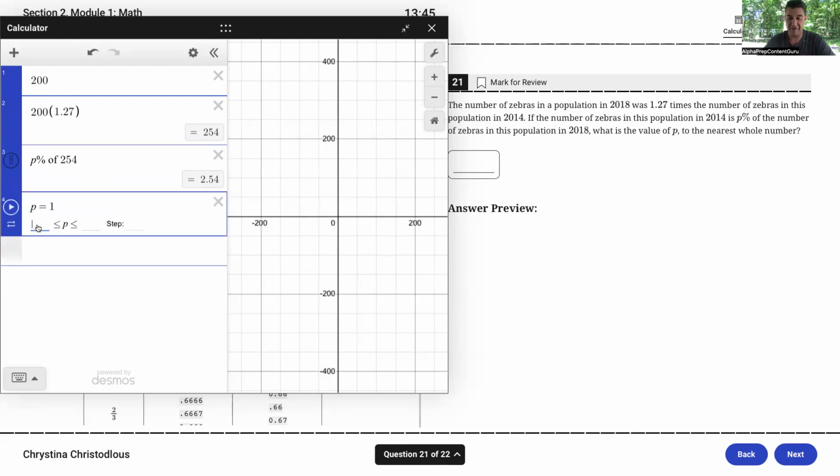I'm going to make p a slider, and I'm going to make it between 0% and 100%. It asks me to round to the nearest whole number, so I'm going to make it jump by ones. I'm now looking for 200. I'll slow down when I get close. I'll slide this. The nearest whole number, let's see. I'm good. 79, 78, 79 for sure. P is 79. Let's make sure we did everything right. 200, 1.27. We got 254, p% of 254. Looking good. So in this case, 79 is the answer.